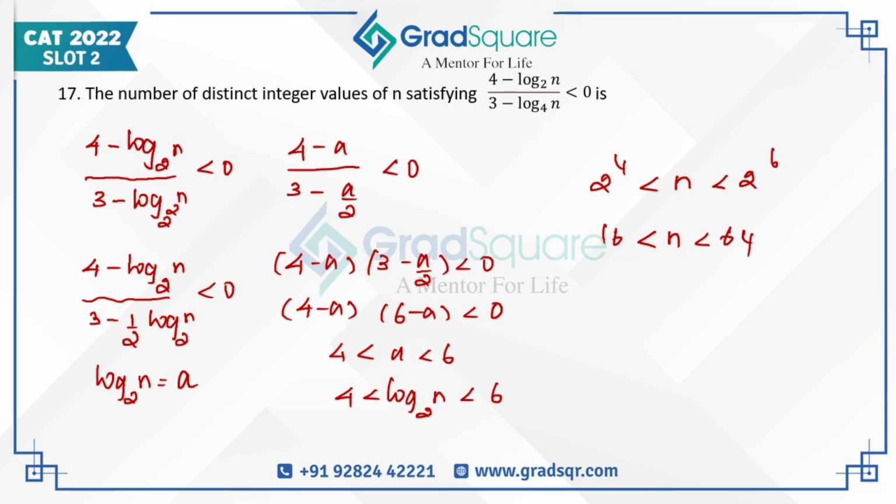So that means the number of possible integral values, distinct integral values of n, will be the values from 17 all the way up to 63. Total of how many numbers? 47. So the answer for this question is 47.